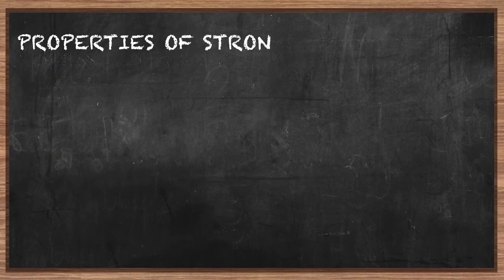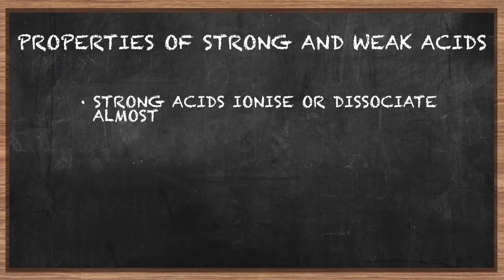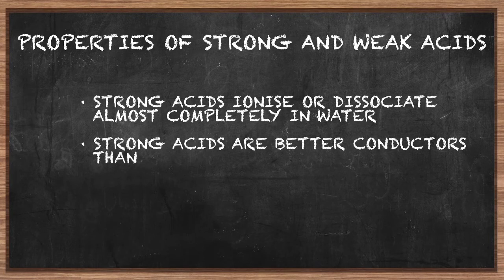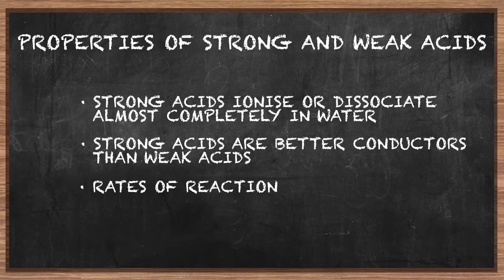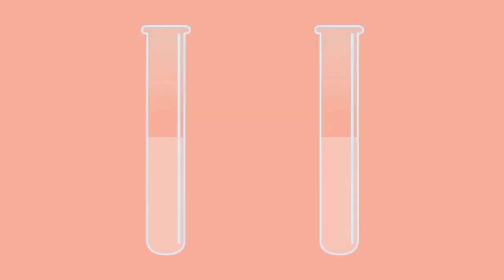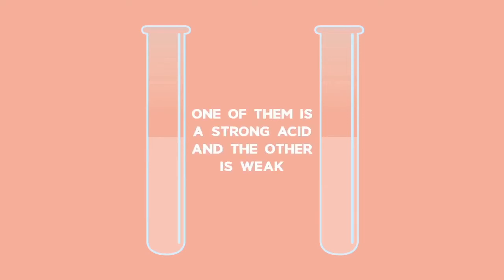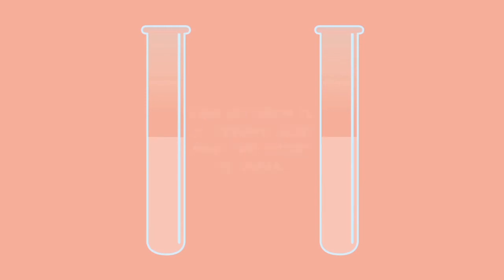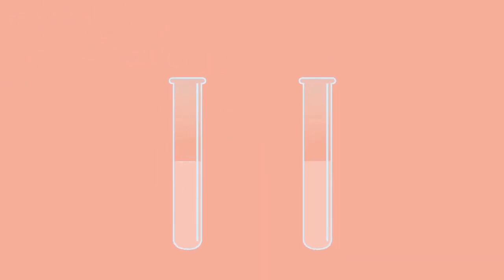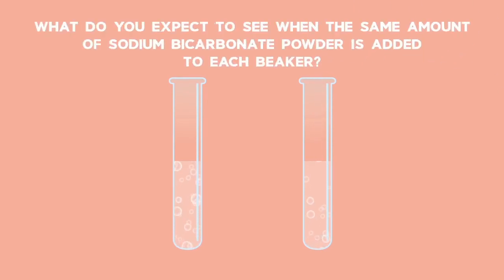There is another way to check which of these two solutions contain the strong acid. Do you remember that the concentration of a reactant affects the rate of reactions? The solutions in these two beakers have the same concentration, 1 mole per cubic decimeter. But one of them is a strong acid and the other is weak. The strong acid has a higher concentration of hydronium ions. What do you expect to see when the same amount of sodium bicarbonate powder is added to each beaker?